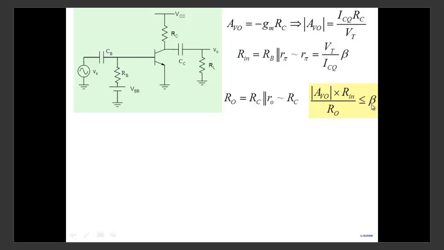So it's not gain per se, or input resistance, or output resistance. The overall performance of the amplifier, which involves everything, gain, input resistance and output resistance, is eventually limited by beta.